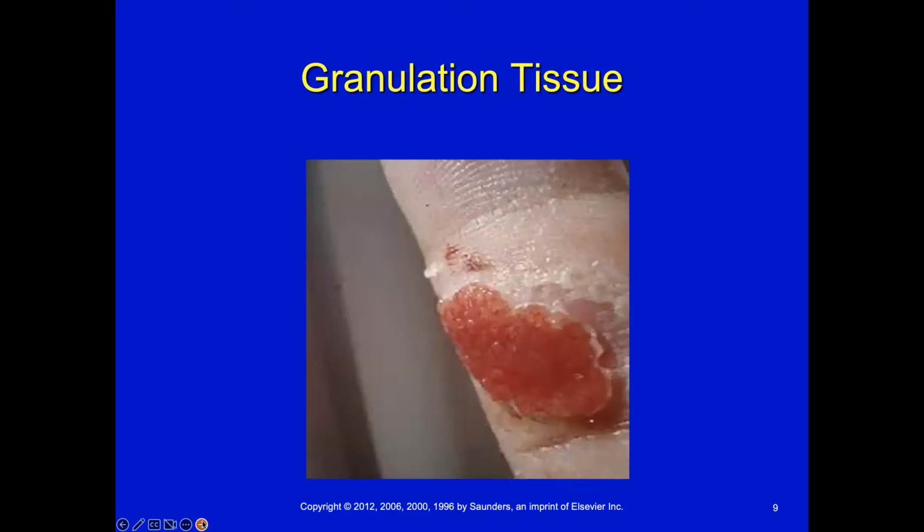Here's a picture of granulation tissue. So this is something that I'm sure all of you have seen before, especially if you have a scab that comes off too soon. Usually there's a little bit of healing. Sometimes there can be a lot of bleeding depending on which stage that granulation tissue is actually in. But you can see how it's bright red and it just looks inflamed.